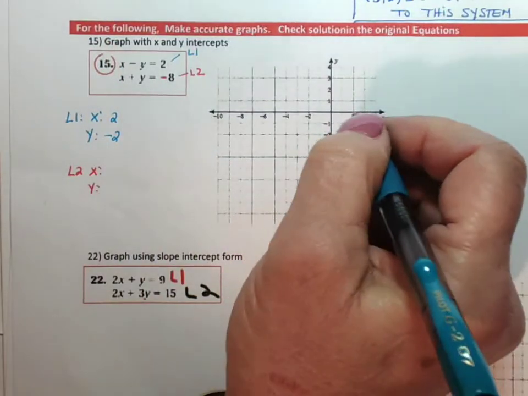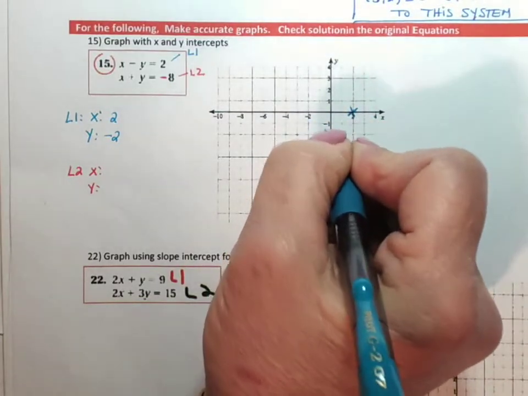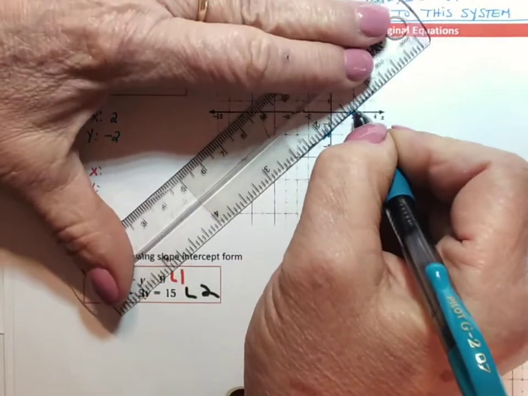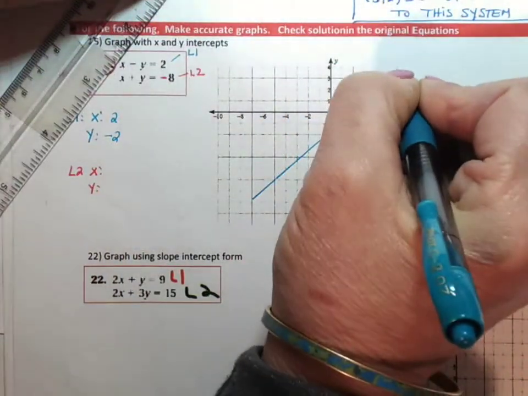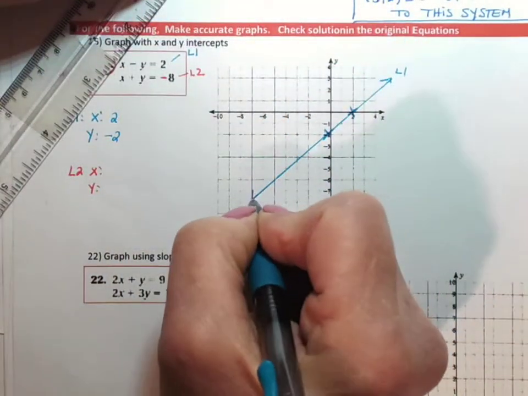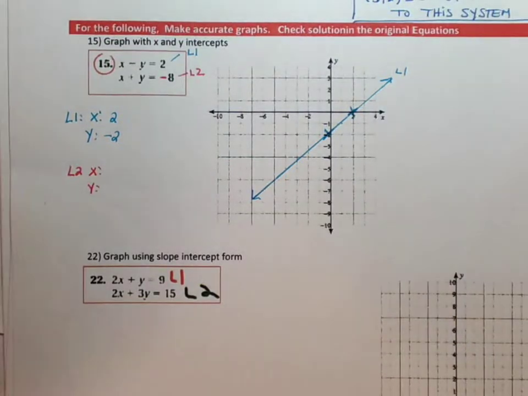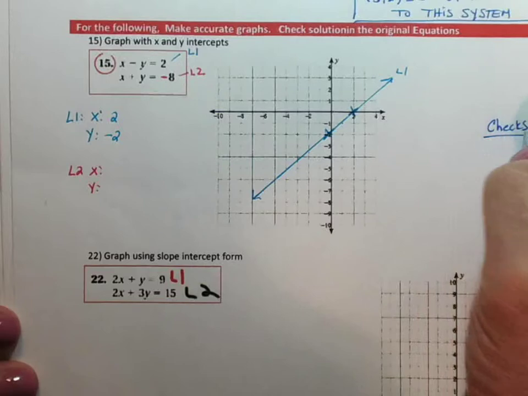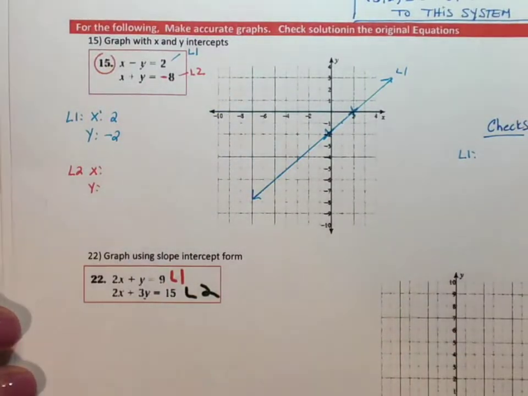I graph the x-intercept, the y-intercept for line 1, and here is line 1. Make sure to put arrows on them. I'm going to do my checks on this side, and I'll do a check later for line 1.